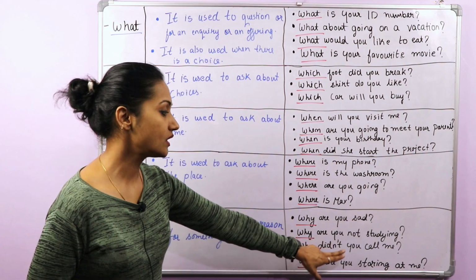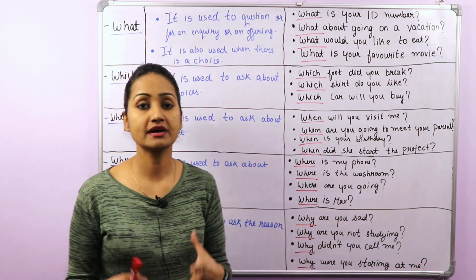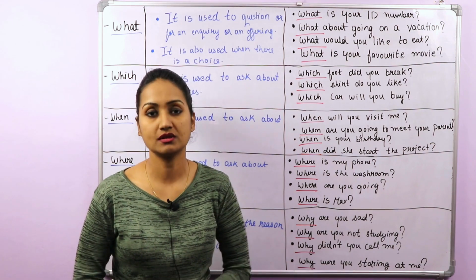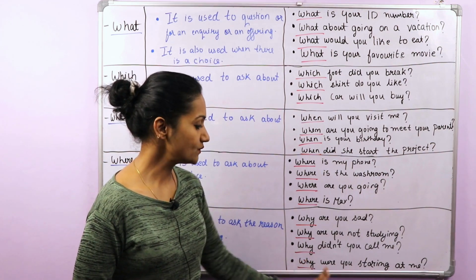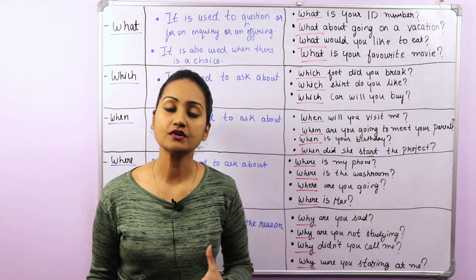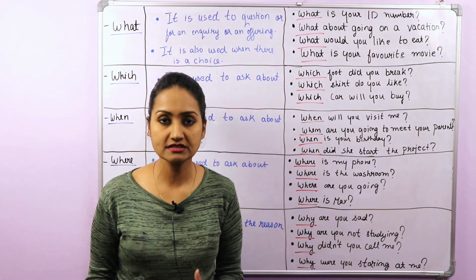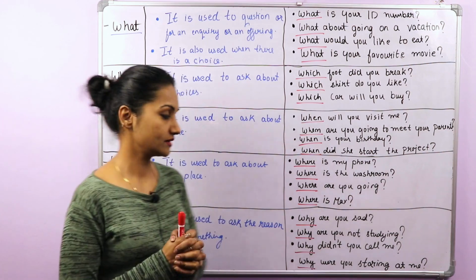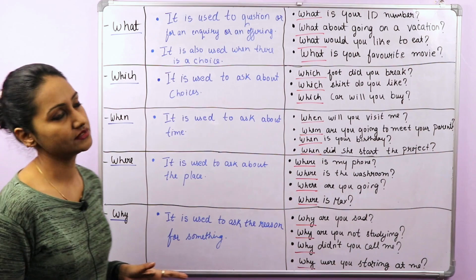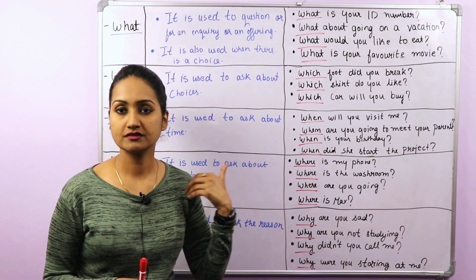Why didn't you call me? I called you many times and you didn't call me back. Why didn't you call me back? Why were you staring at me? So whenever you want to know the reason, you will use why. So these are the 5 WH words which we have done.